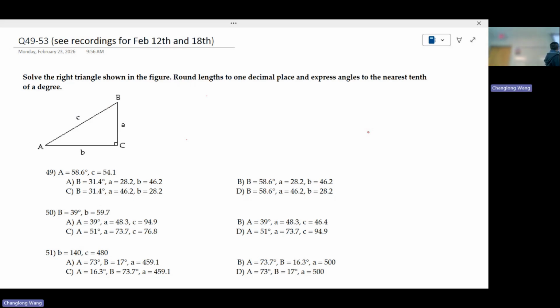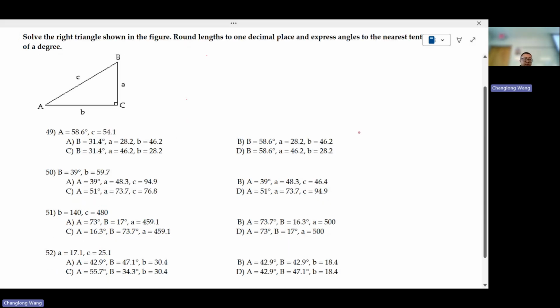But 51 to 53, they provide you 2 sides without any angles. So for that, you have to use the inverse trig to first get yourself an angle. Like here in 51, B is 140, C is 480. Of course, you can find A using the Pythagorean theorem.